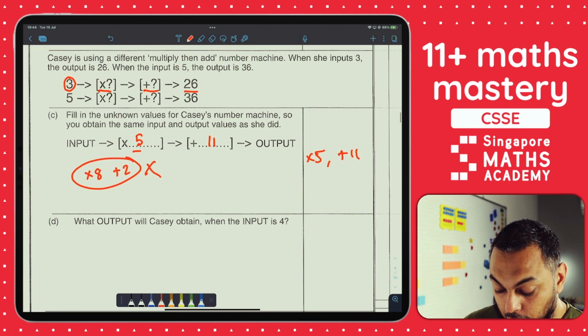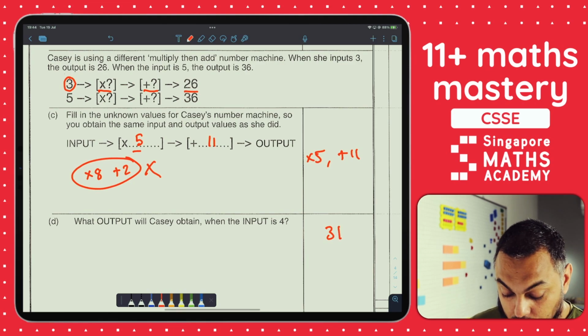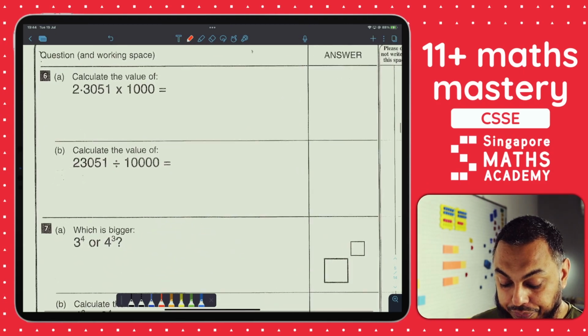What output will Casey obtain when the input is 4? If the input is 4, 4 times 5 is 20, 20 plus 11 is going to be 31. And so she would get 31 as the output when the input is 4.